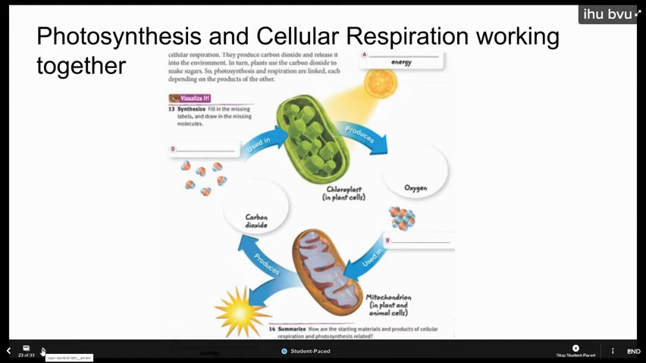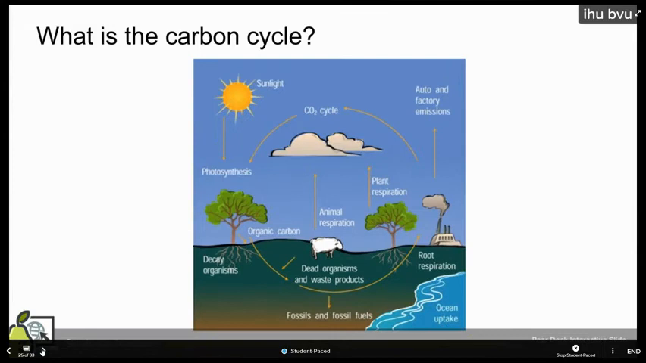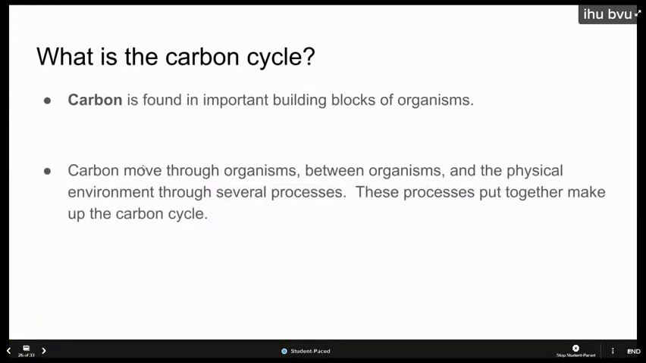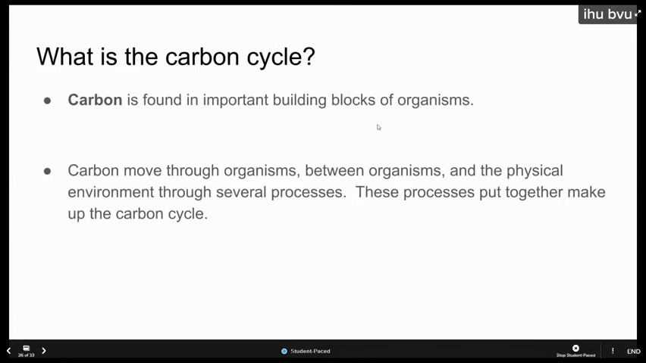Let's go to the very last section on the bottom of your notes. Okay, we're going to skip to that. And this is actually the carbon cycle. We're taking everything we've learned so far and combining it all together. Unfortunately, this is not in blue. This is the word that you need to place in that first blank or highlight. And it is carbon. Carbon is found in important building blocks of organisms. Carbon moves through organisms, between organisms, and the physical environment through several processes. These processes put together make up the carbon cycle.